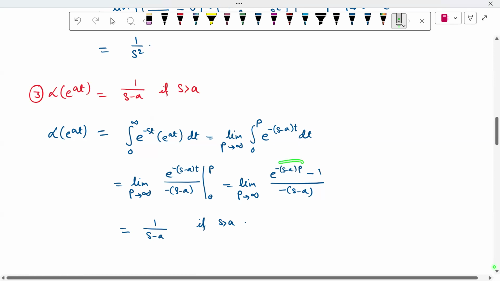Again, if p tends to infinity, this term goes to 0. The minus and minus cancel out, so we get 1 by s minus a. The condition here is that s minus a has to be greater than 0, because we need this term to be positive.